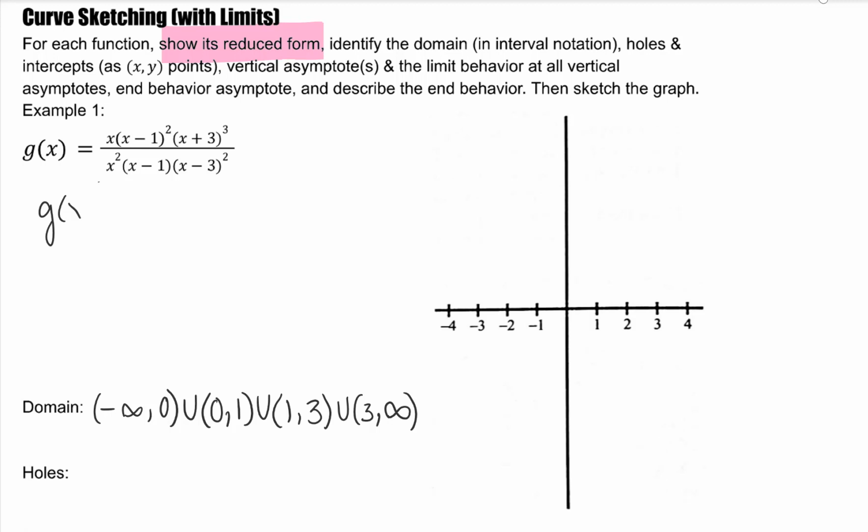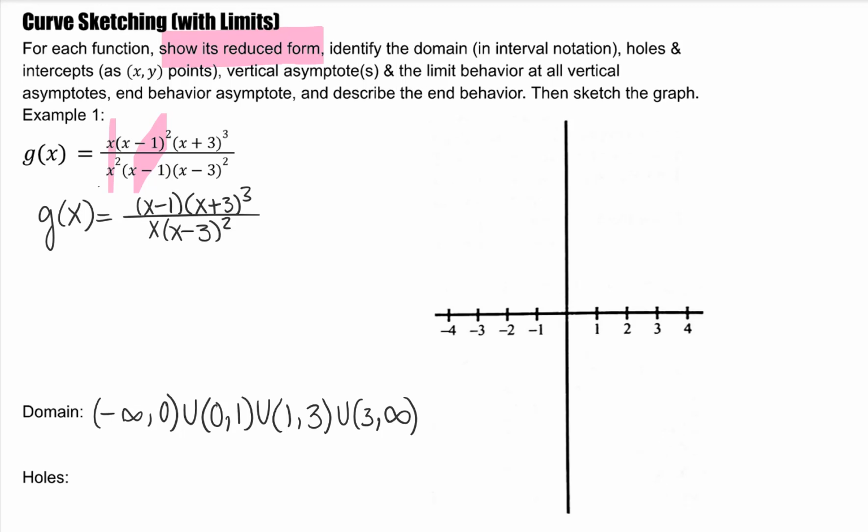Next, we're going to show its reduced form. So g of x, we have, one of the x minus 1 factors reduces, and nothing else. So I'm going to have x minus 1 to the 1, x plus 3 to the 3, over x times x minus 3 squared.